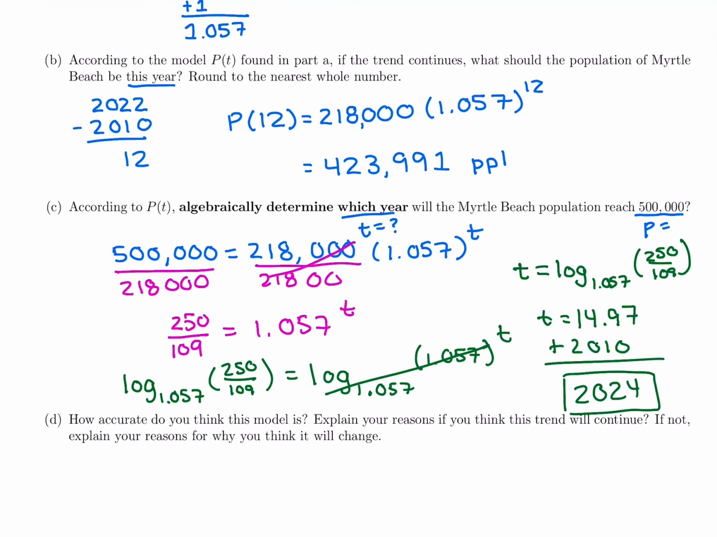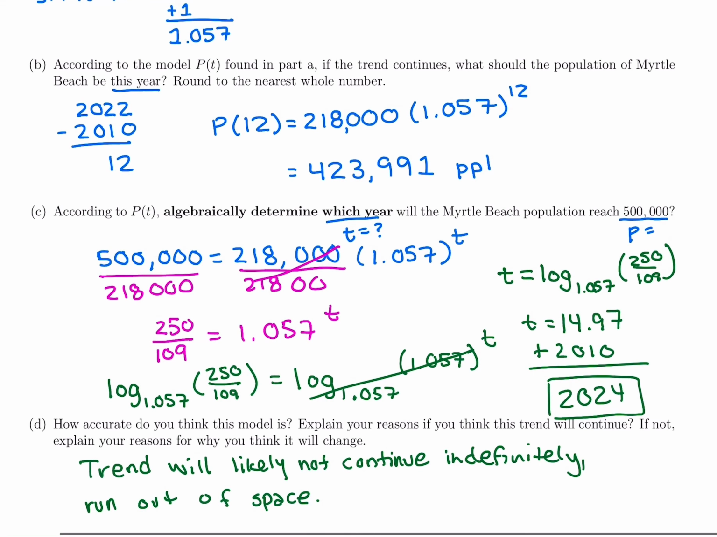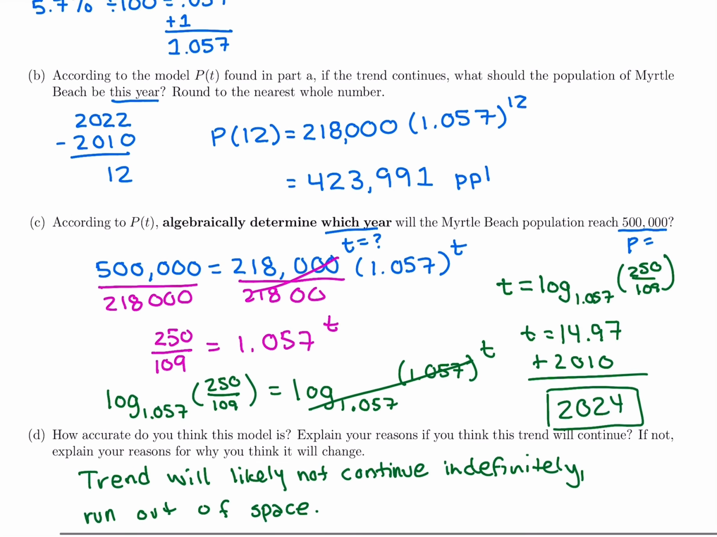So I'm going to say this trend will likely not continue indefinitely. We're going to run out of space. Also, trends change, where maybe beach towns aren't it forever, and people want to move inland to the country and just have a farm or something like that. So you never know what the trend is going to be. I don't think it's going to grow by 5.7% indefinitely, but I think this model works for now.